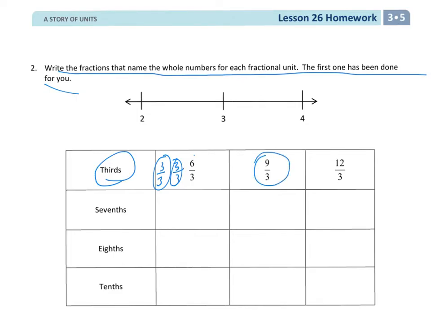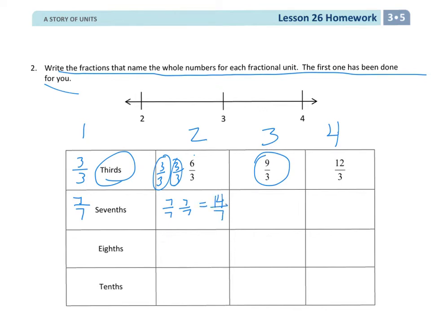So for sevenths, and I'm going to label these 2, 3, and 4. And I'm actually going to put a 1 here to help myself out. I know at 1 for sevenths, it's 7 over 7. So if I add another 7 over 7, that's going to get me 14 sevenths.